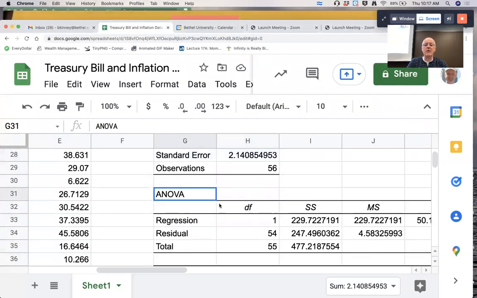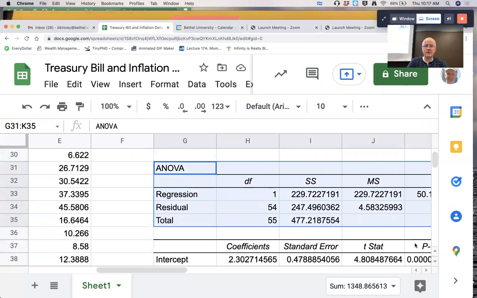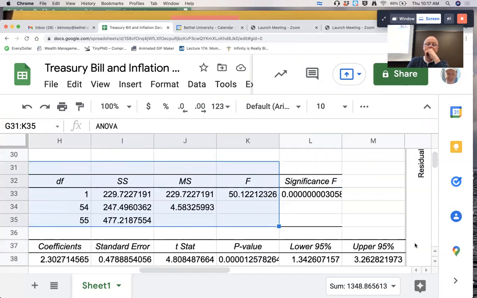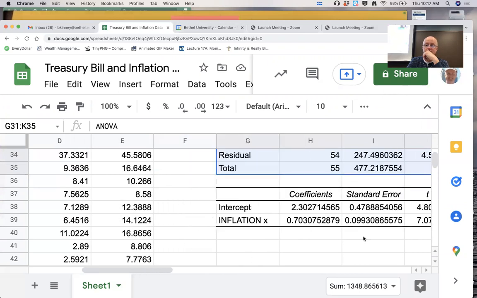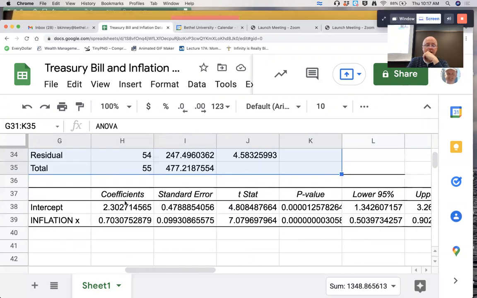There's something called an ANOVA output. Let's skip that for the moment. And then there's this stuff right here. Notice this number here is the slope and this number is the intercept. Hey, intercept is labeled with intercept. Why is this one not labeled with slope?